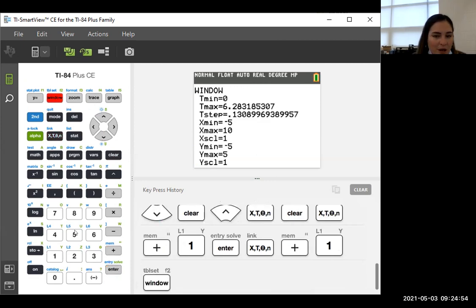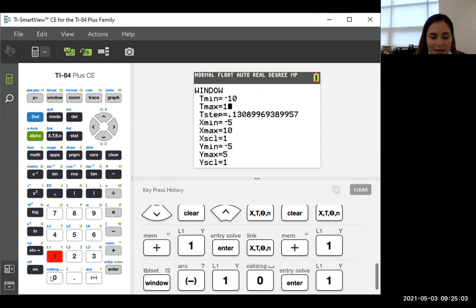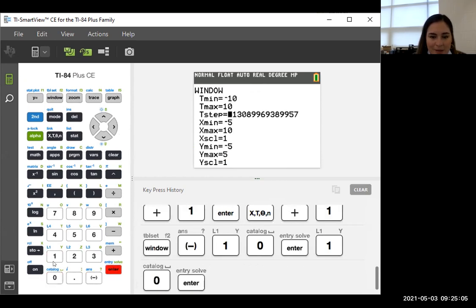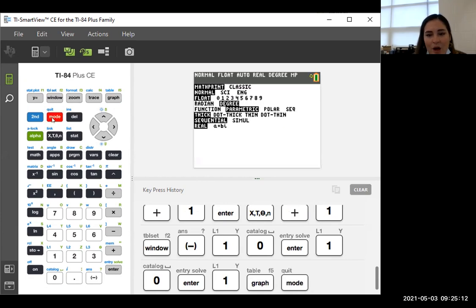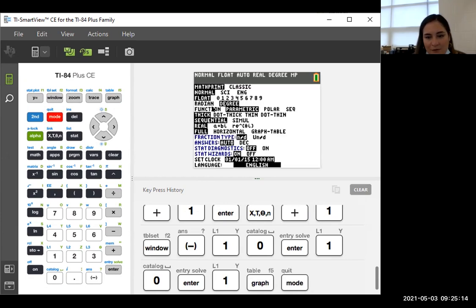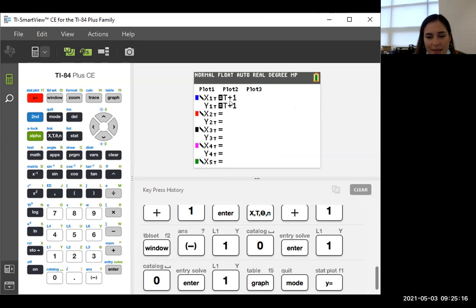Look at our window. I mean, you can just make the window whatever you want. I think I'm going to see if I can just go -10 to 10. And then my t step can be 1. And I'll just hit graph and look at it. And there we go. Beautiful. y equals x, right? So again, mode, pick parametric next to function, y equals, and it'll be in parametric mode for as long as you need it to be.